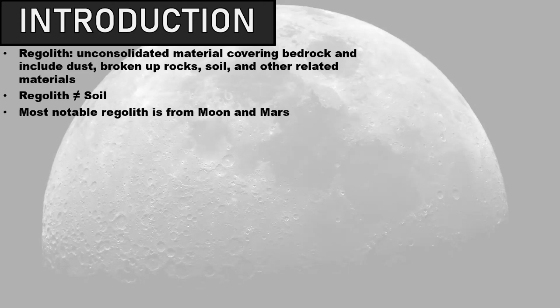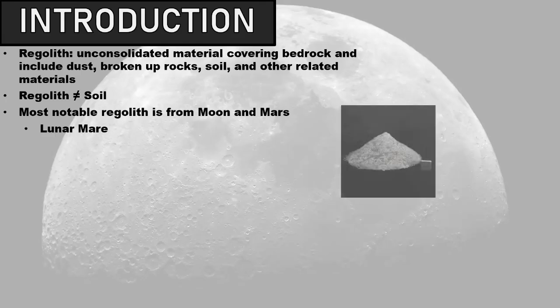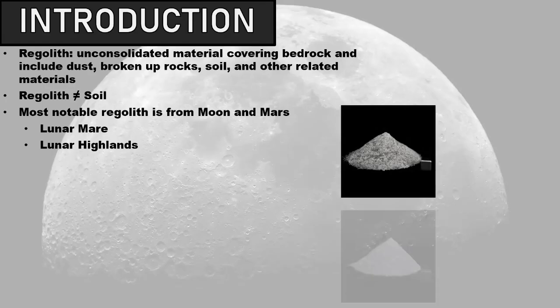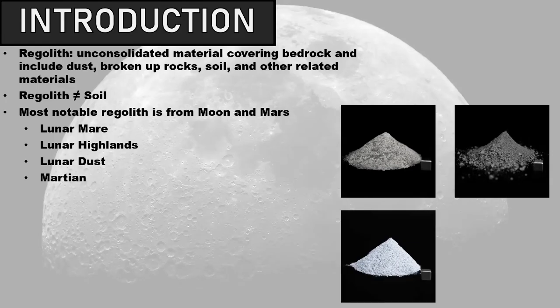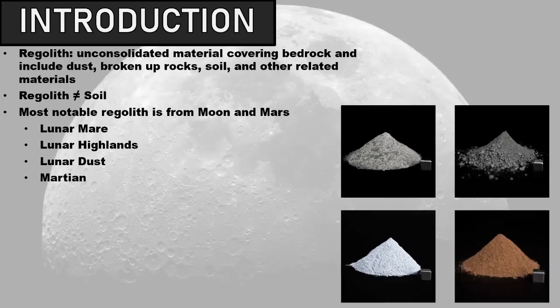Now, there's different kinds of regolith. The most notable ones are from the moon and Mars. And from the moon, there's lunar mare, lunar highlands, from the different major regions of the moon, as well as lunar dust even, and of course, Martian. Now, there are going to be different subtypes, but those are the big picture types when we talk about regolith.